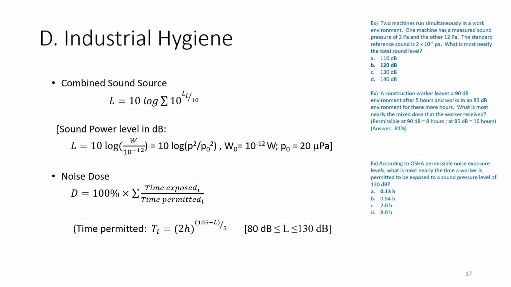Finally, the sound pollution calculation. All these formulas are in your handbook. You just need to know where to find them. The sound power level L in decibels is defined as 10 times the logarithm of the ratio of the sound power in watts over the reference power, 10 to the negative 12 watts, or 10 times the logarithm of the ratio of the sound pressure squared over the reference pressure, 20 micropascals, squared.